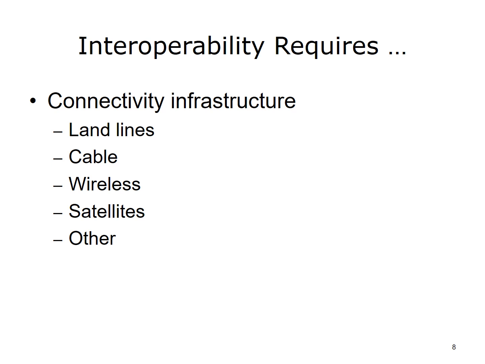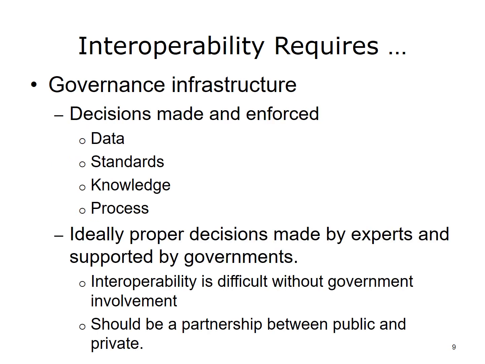Beyond the physical connections, which were covered in detail in the first unit, there are other requirements or standards that must be used to be interoperable. Since many parties are involved, there must be some governance infrastructure. Decisions involving standards, knowledge, and process must be made and enforced. As we will see in other parts of this lecture, someone has to select the standards and methods that will be used.